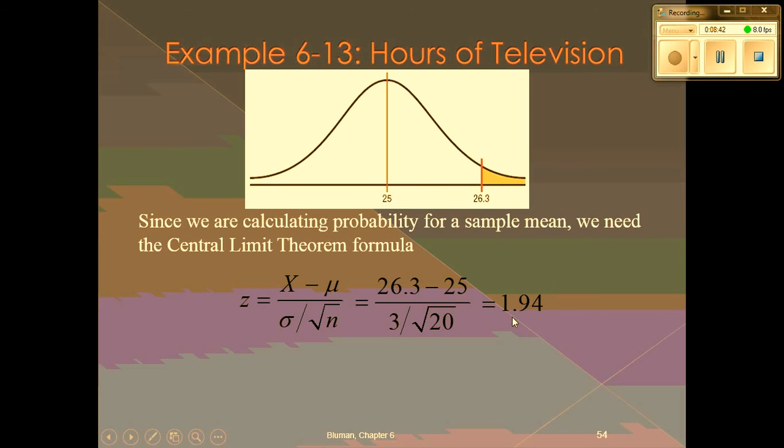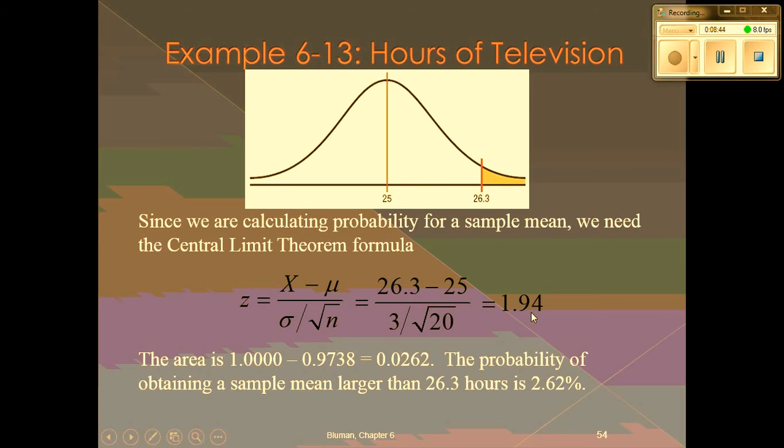Okay. That is 1.94. You go to the back of the book, you find 1.94 is 0.9738. And because we're going above, we take 1 minus that, which is 0.0262. So that's the probability of picking a sample and its mean being larger than 26.3. Okay? Now that was pretty quick. It's kind of an introduction. We're going to get into this a lot more tomorrow.